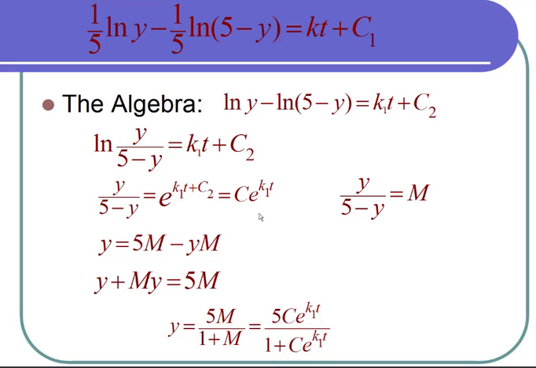Then there's a little trick that helps with the algebra, and that is to let the right-hand side, c e to the k1t, just give that a letter. Let's call that m. And we get y over 5 minus y equals m, and then we could quickly see this is just basic algebra. Multiply by the denominator, and then move the m's together, factor out the y, and divide by 1 plus m, and that solves for y. Then substitute, our m, remember, was c e to the k1t, so we know that y is equal to 5 times c e to the k1t over 1 plus c e to the k1t.